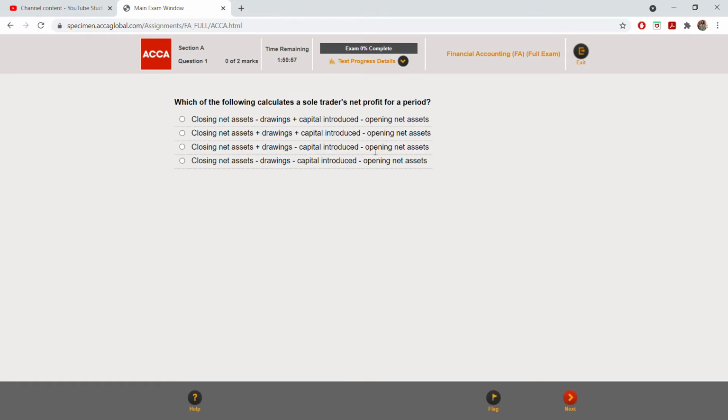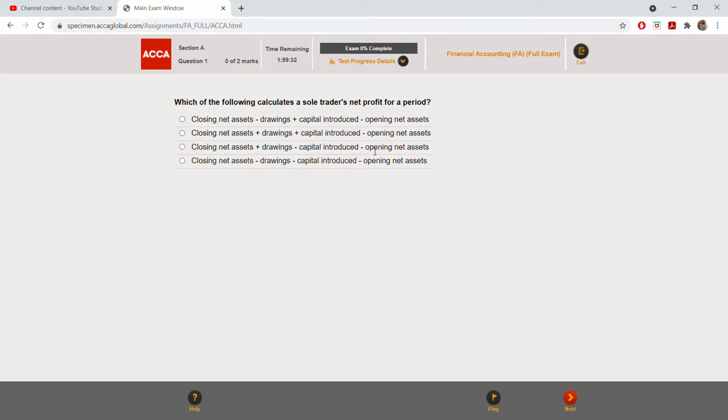So let us start. Which of the following calculates a sole trader's net profit for a period? Closing net assets minus drawings plus capital. So basically, if you see, all 4 options are the same: closing net assets, drawings, capital introduced, opening net assets. The only thing is you have to know what to deduct and what to add.